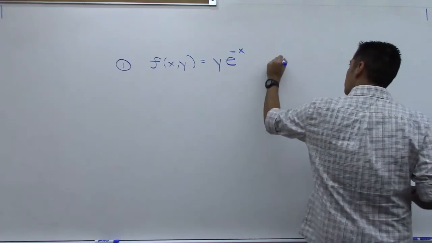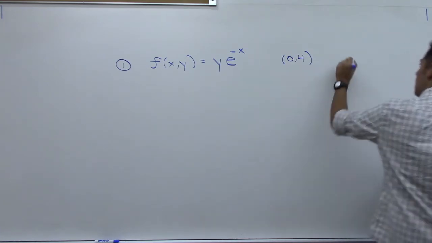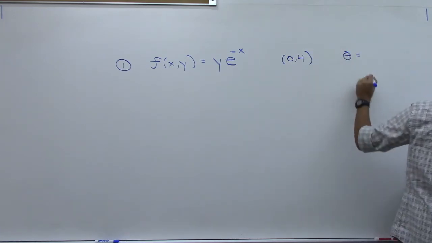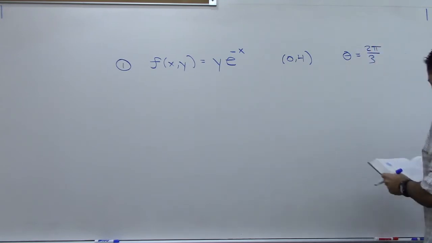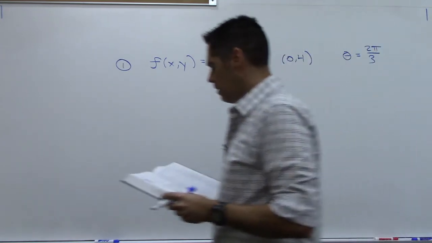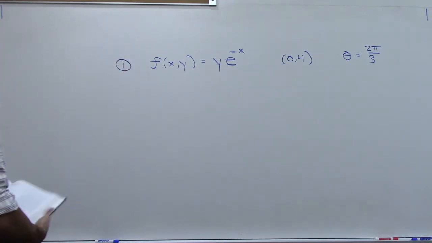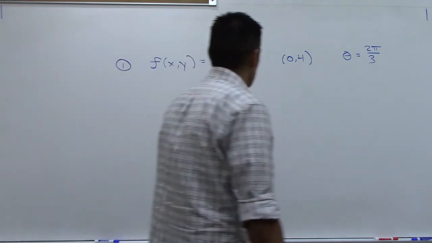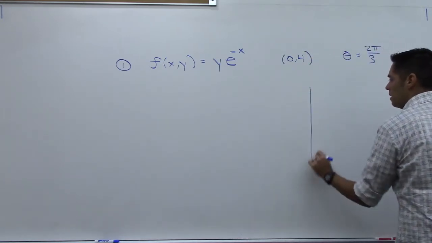I'm given a point, (0, 4). I'm given an angle, theta equals 2 pi over 3. And I'm asked to find the directional derivative of f at the given point in the direction of the indicated angle. Okay. All right, so let me draw, first of all, a two-dimensional picture of the domain.